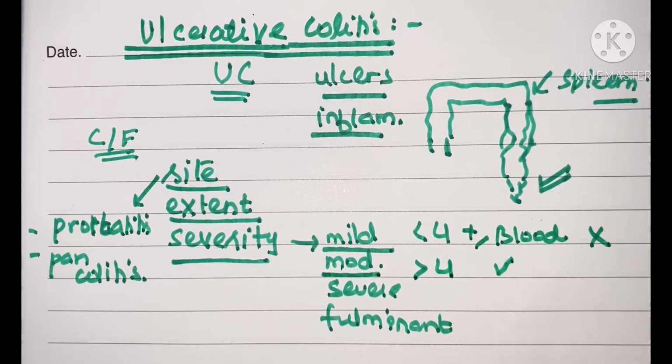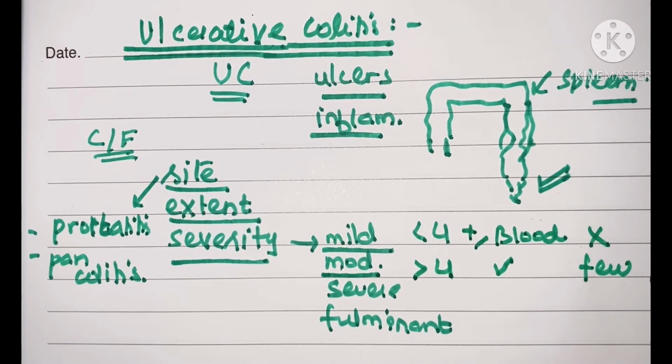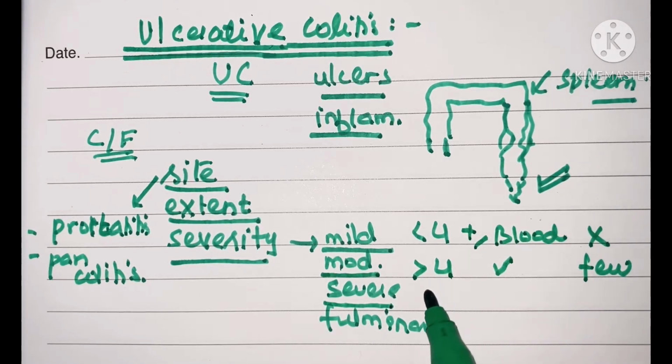Moving on to moderate, if the patient is passing more than 4 stools a day with blood, and a few signs of toxicity are present, like fever or tachycardia, abdominal pain, and anemia present in the patient, but in mild degree. This is moderate. Talking about severe, the patient will be passing more than 6 stools daily with blood, and signs of toxicity will be now more severe.